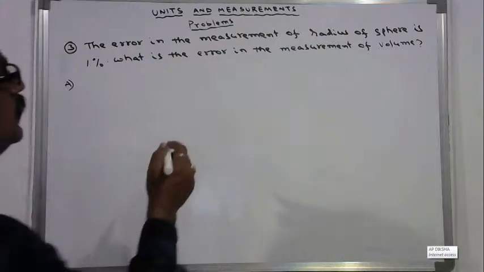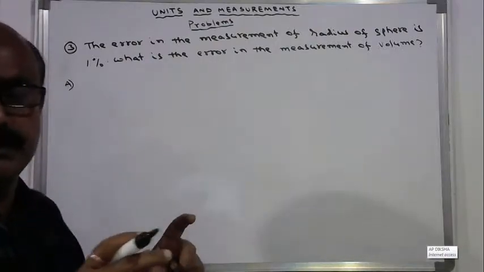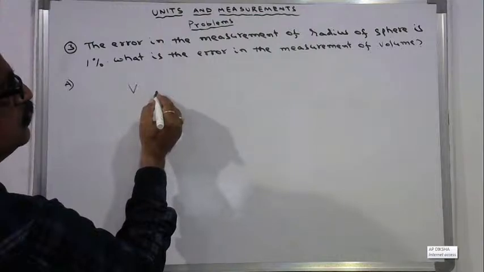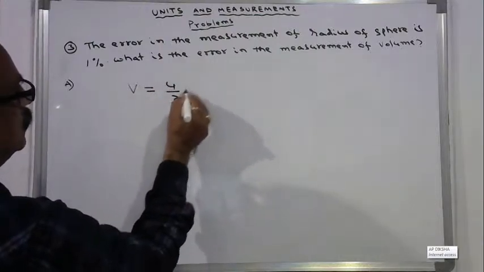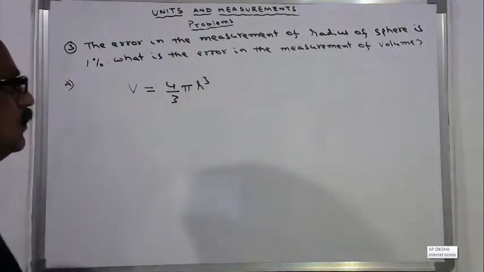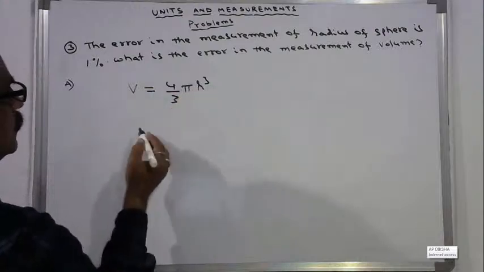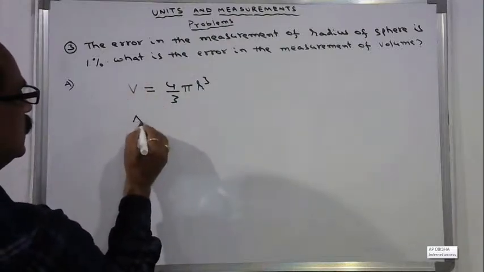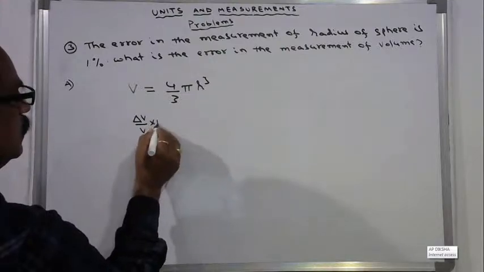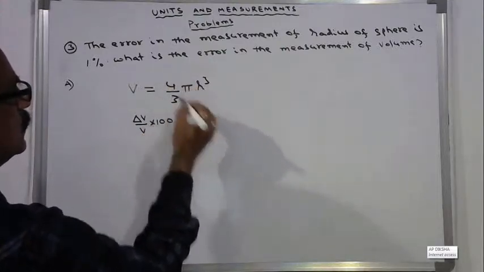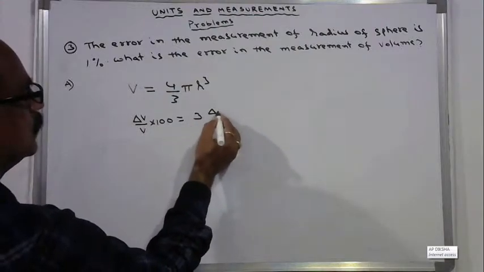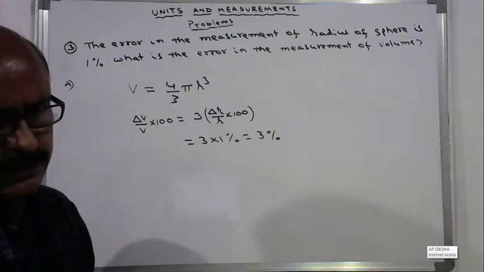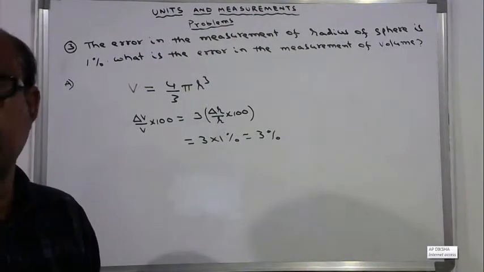So actually, the error in the measurement of radius leads to error in the volume, because the volume of the sphere is equal to 4/3 pi r cube. This is the formula. Of course, 4/3 pi is a constant. So the percentage error in volume, delta V by V into 100, is equal to 3 into delta R by R into 100, since this is constant and nothing will change. So this is how we can find the error raised in the measurement of volume.